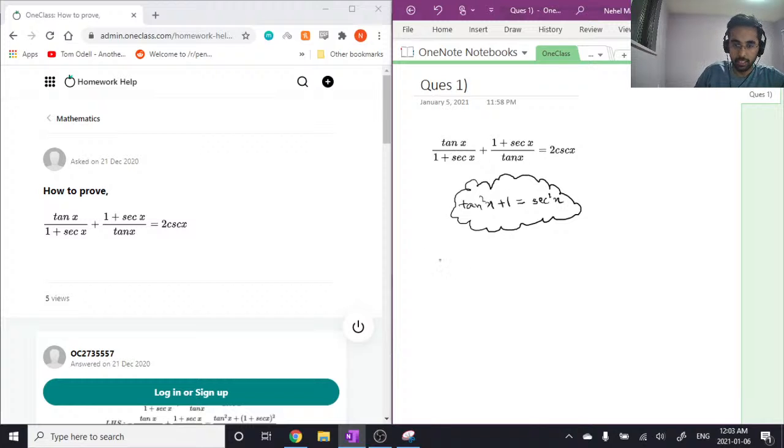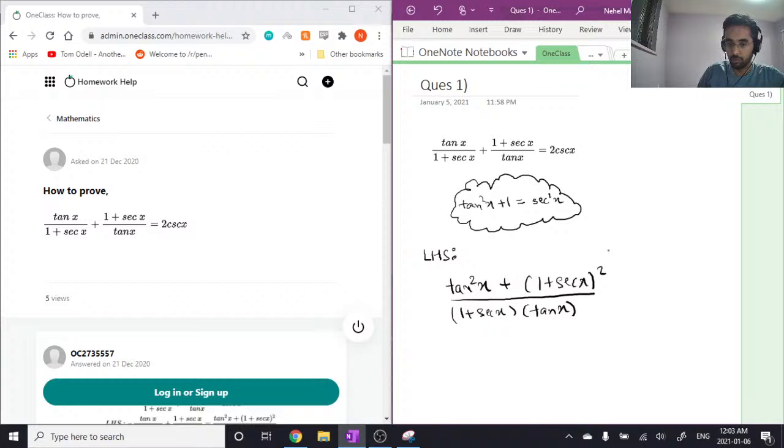So starting from the left-hand side, we have 2 fractional terms and they're being added. So I'm going to go ahead and add them. Since their denominators are not the same, we would have to multiply the opposite denominator with the numerator. So we would get tan square x plus (1 plus secant x) whole squared over (1 plus secant x) times tan x. All we've done is add the 2 fractional terms together.